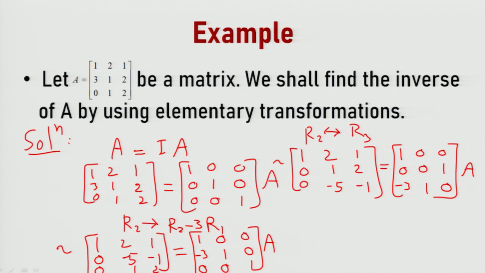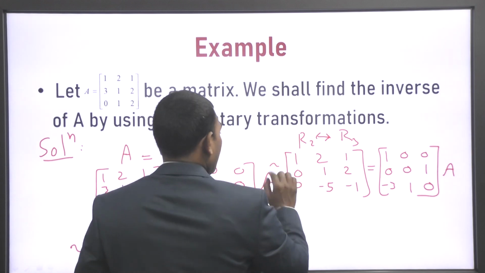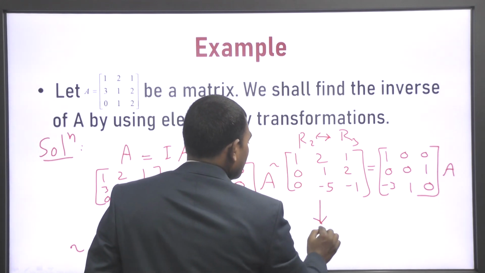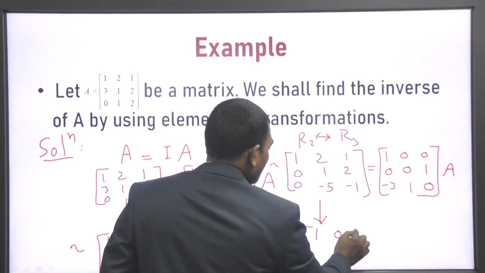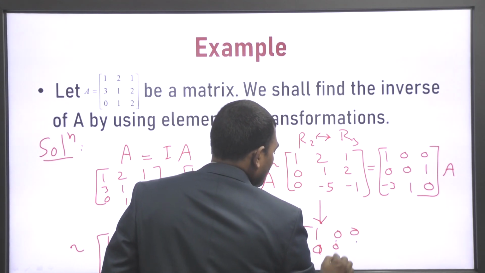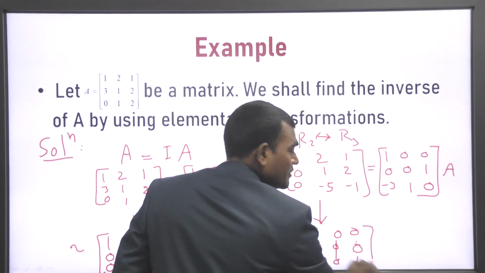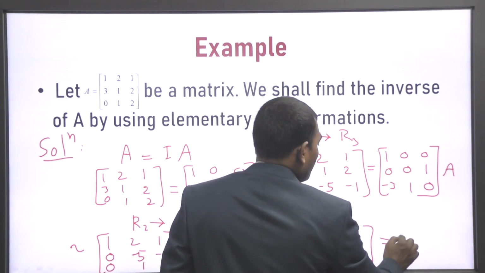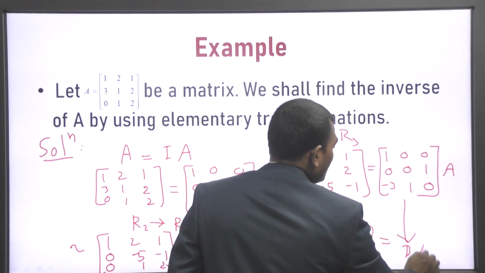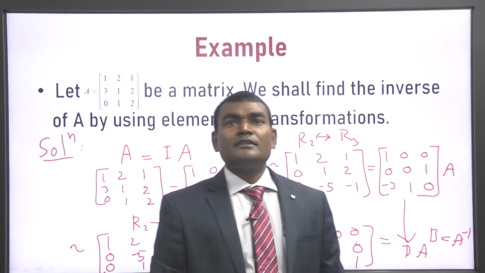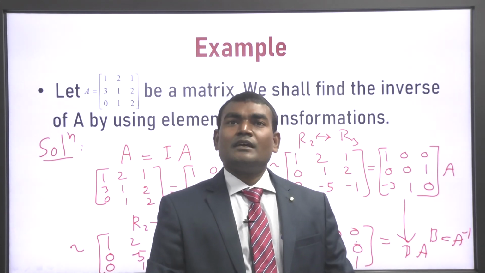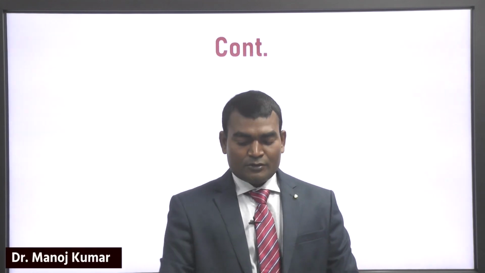In this way we replace it and proceed. Finally I will change, as in the previous types, into 1 0 0, 0 1 0, 0 0 1, and this will be equal to B into A, where B will be equal to A inverse. You can find it very easily by applying the elementary transformations. So in this way, this is the result of that. Thank you.